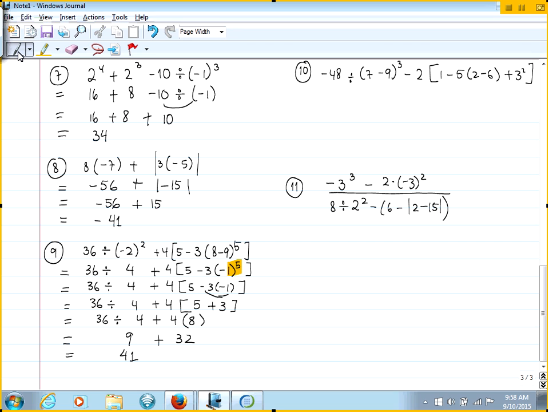Yes, good question. Oh, this is long too. Which one do we do first? The parentheses. So negative 48 divided by negative 2 cubed. Minus 2, okay, what else is in parentheses here? 1 minus 5 times, parentheses, what's this? 2 minus 6. Negative 4. Plus 3 squared. We could do the 3 squared later if we want.